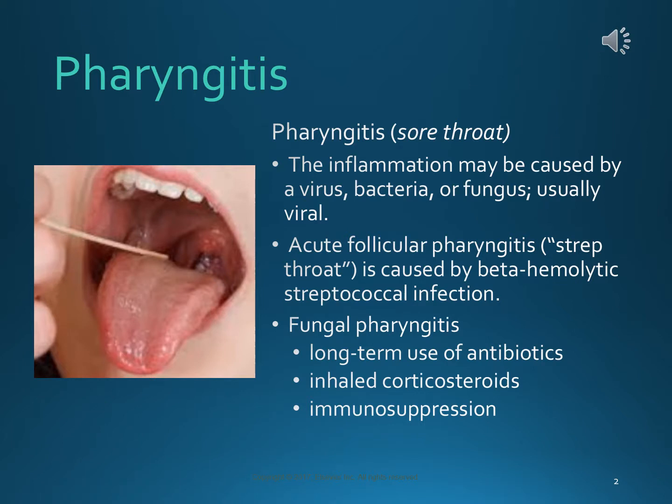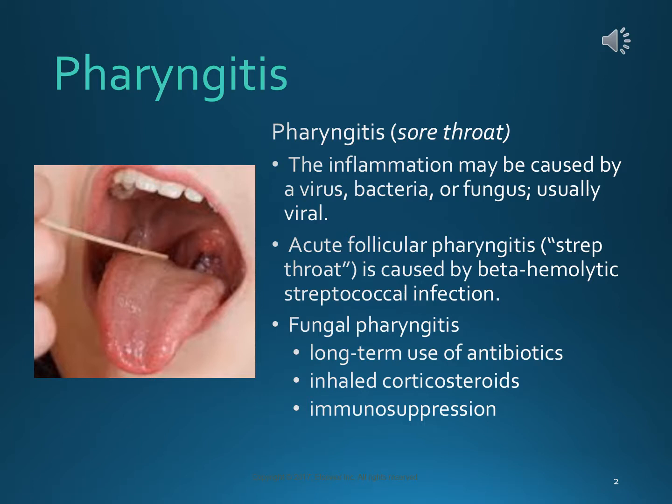Pharyngitis is a sore throat. It's an inflammation of the mucosal lining of the throat. It may be caused by a virus, a bacteria, a fungus, but it's usually viral. About 15% of sore throats are strep. And if left untreated, this can lead to big complications.